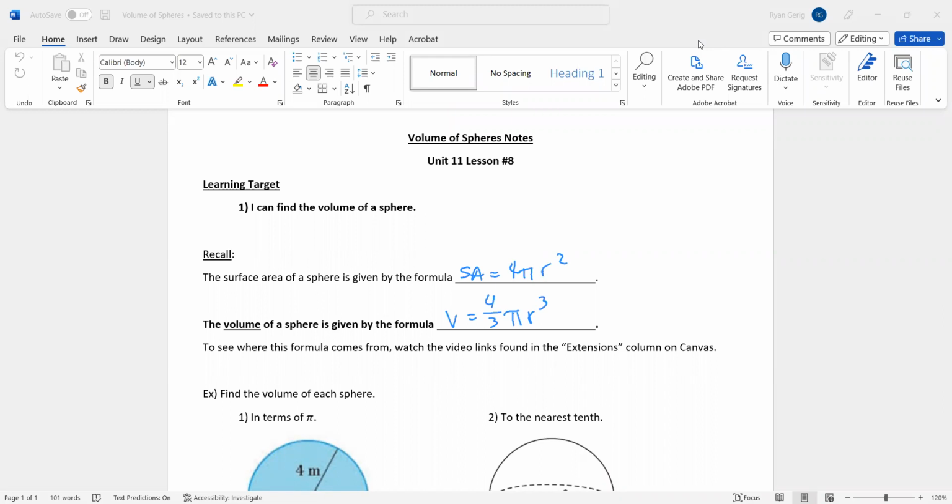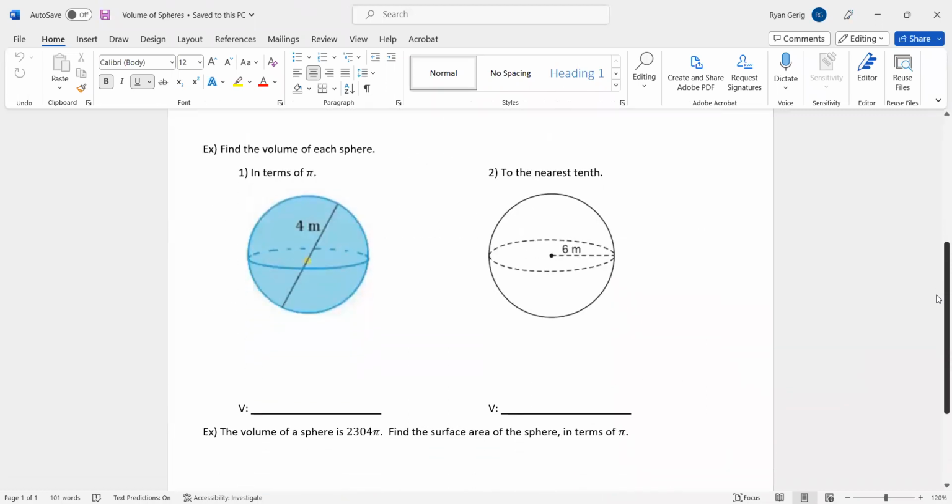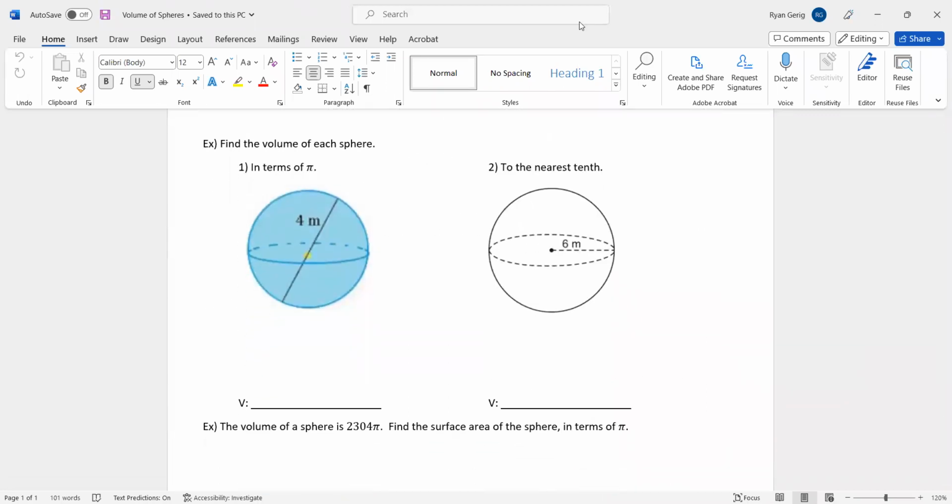If you want to see where that comes from, you can go to the video that I posted in the extensions column on Canvas, or the extra resources column. It's kind of mathy. I mean, a lot of stuff with fractions and knowing how to do all that. If you're good with fractions and can follow it, go for it. If not, not a huge deal. If you can just trust me and go with the formula. Two examples, pretty straightforward ones.